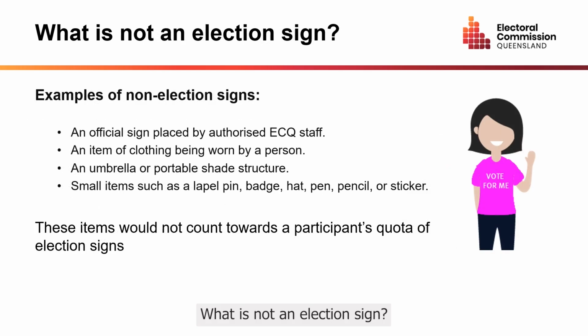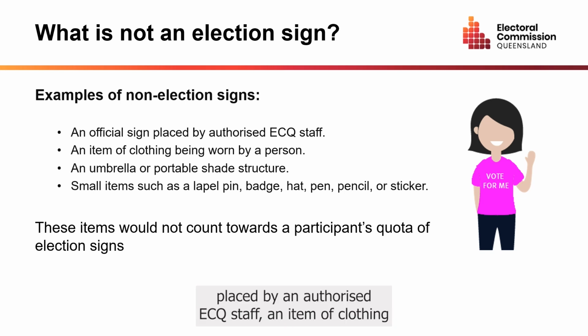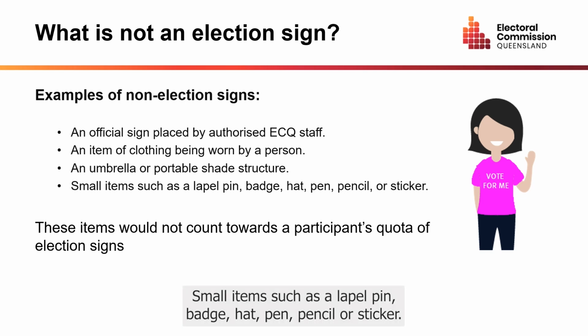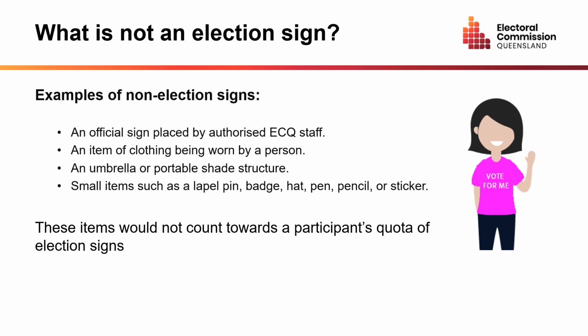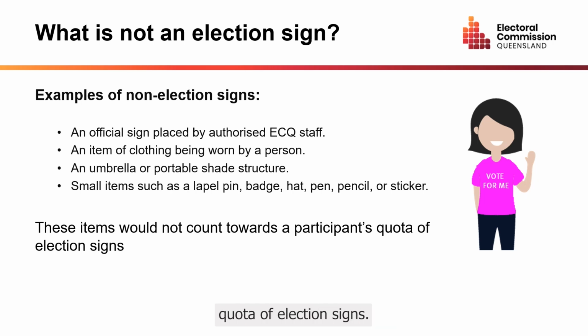What is not an election sign? Examples of non-election signs include an official sign placed by authorised ECQ staff, an item of clothing being worn by a person, an umbrella or portable shade structure, and small items such as a label, pen, badge, hat, pencil or sticker. These items would not count towards a participant's quota of election signs.